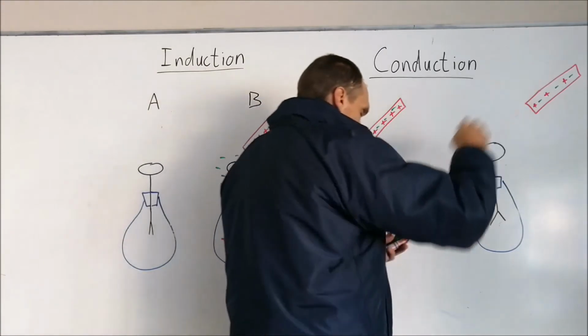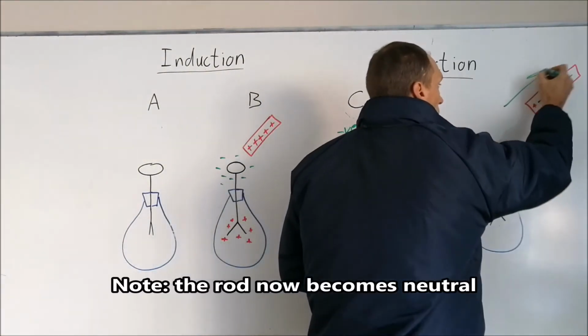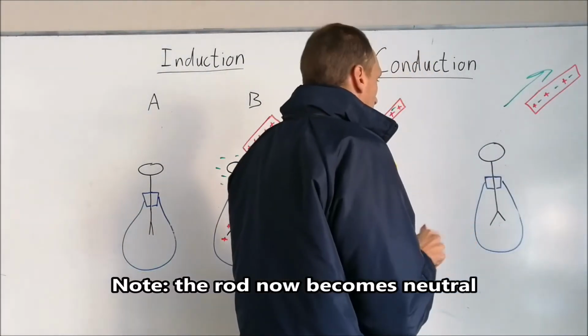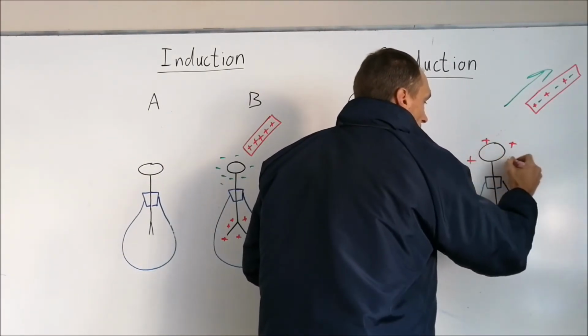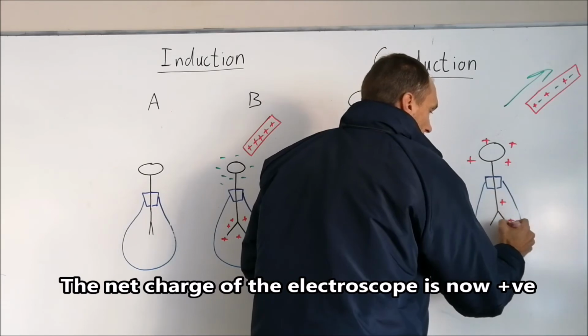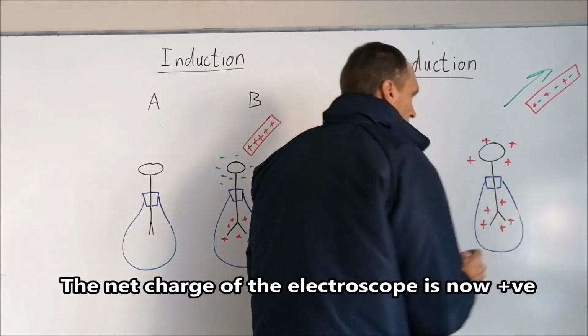Then when we withdraw the rod, okay, so when we take the rod away, that will leave behind a net positive charge throughout the electroscope. Okay?